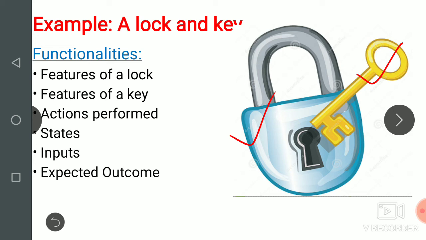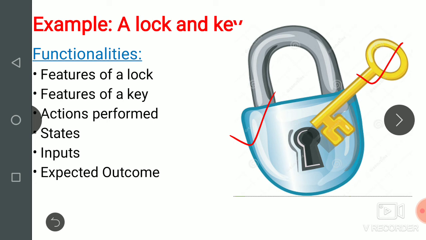Then what are the actions you can perform on the lock and key? This is the third functionality, actions performed. Here you are going to insert a key and turn it clockwise to lock. If you want to unlock, you are going to turn it anti-clockwise. These are the two actions you are going to perform. The first one is key inserted and turned clockwise to lock, and the second one is key inserted and turned anti-clockwise to unlock. Next functionality is states. What are the states of a lock and key? There are two states. One is a locked state and another is an unlocked state.